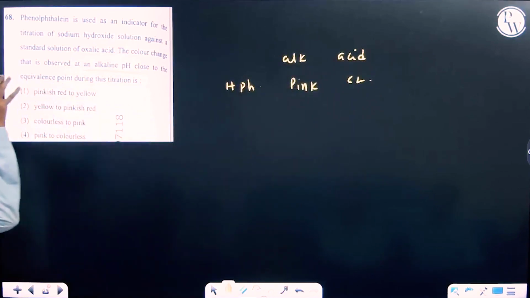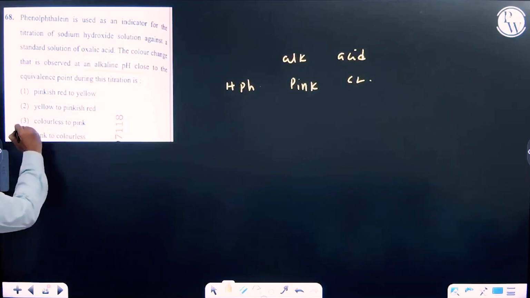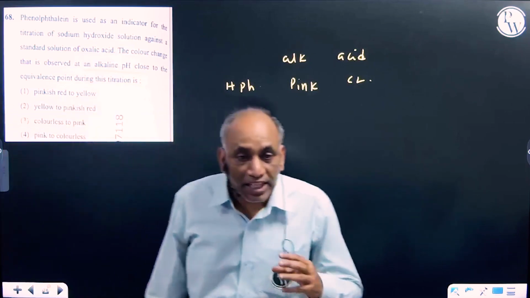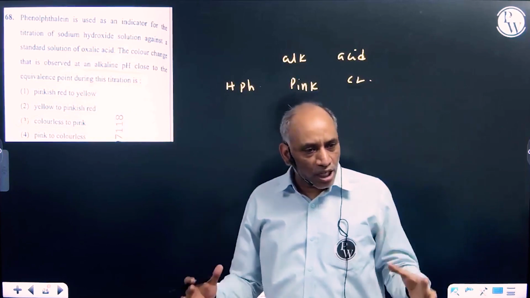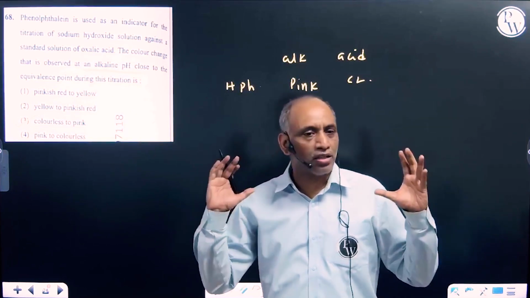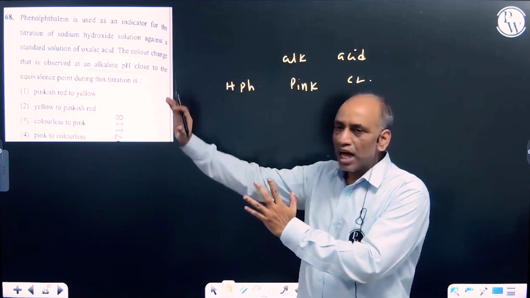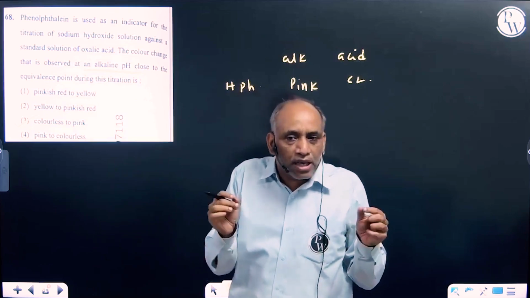Now he is asking about an alkaline pH close to the equivalence point. Since the pH maintained is in the alkaline zone, that indicator will exhibit pink color. Earlier it is colorless, and hence you just go by colorless to pink. Here there is an ambiguity. Different people may interpret in different ways, about which one I take in the burette and which one in the conical flask. So discussion may go on. But by purely looking at the question, asking what is observed at the alkaline pH, we are going by this option. So there is a bit of ambiguity here.